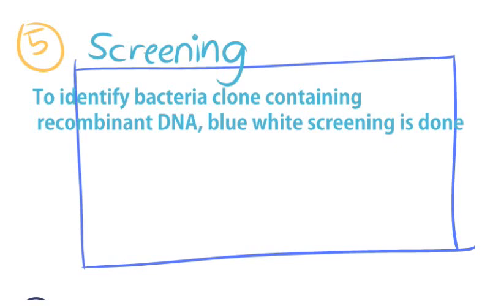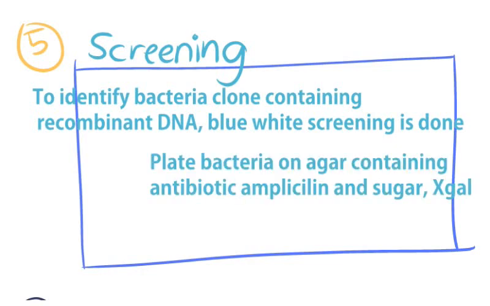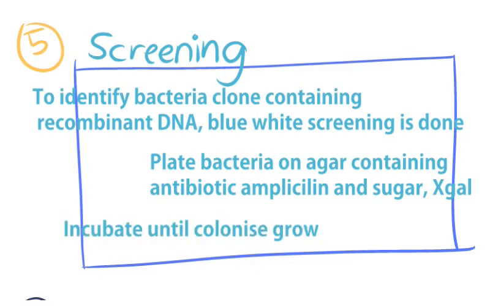Lastly, screening. To identify the bacteria containing recombinant DNA, blue-white screening is done. Plate the bacteria on agar containing antibiotic, ampicillin, and sugar agar. It's incubated until colonies grow. The screening process is done using a blue-white screening technique to identify bacteria that carry the recombinant DNA.